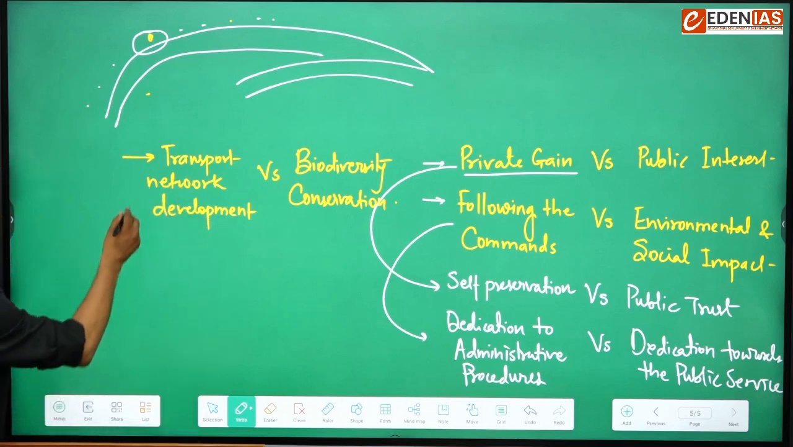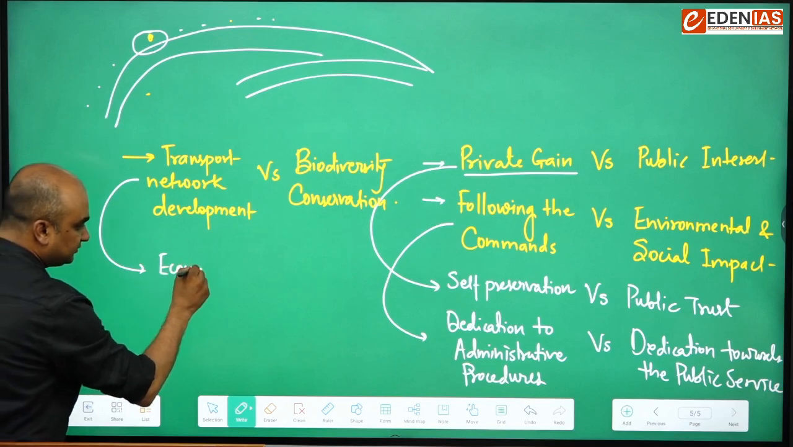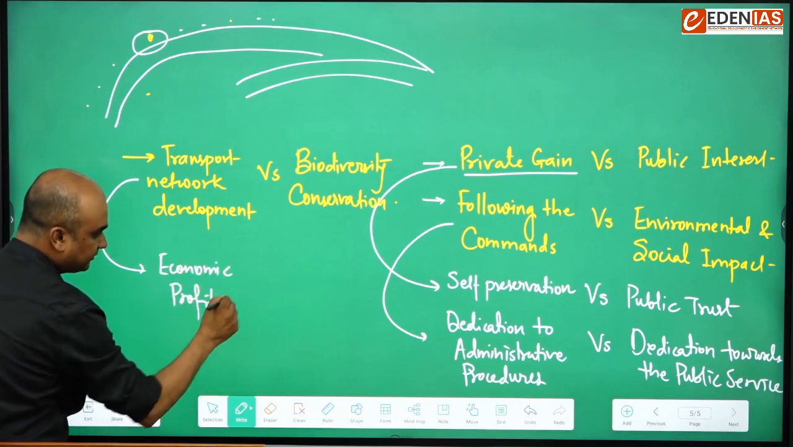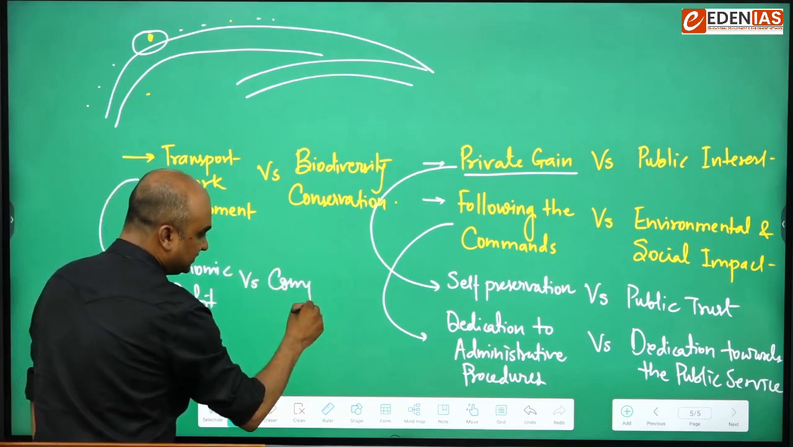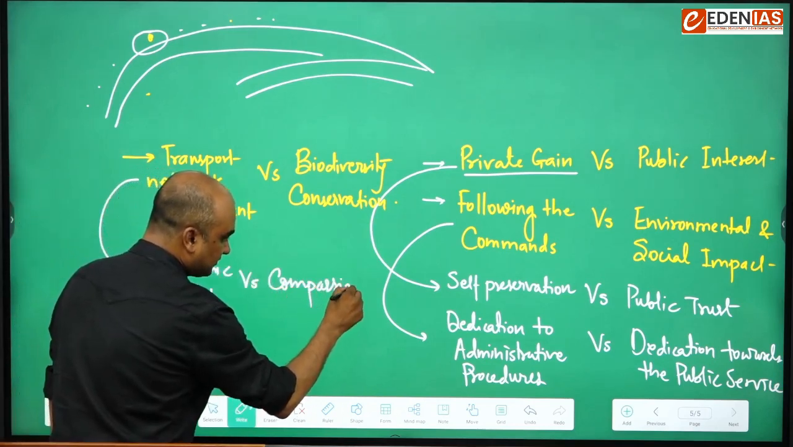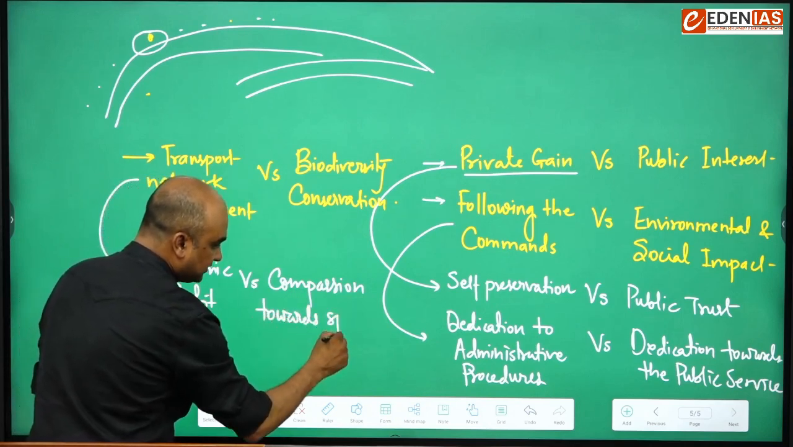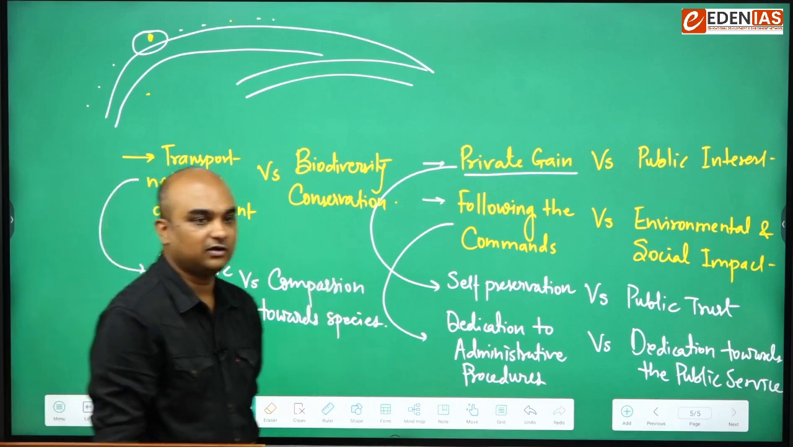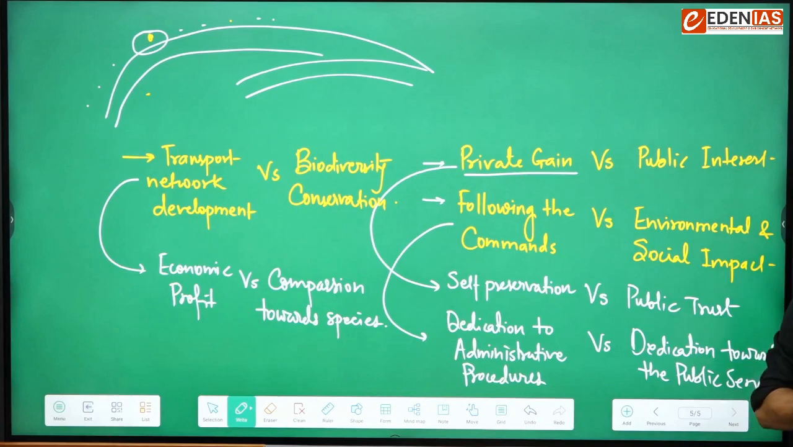So here the value, if you check, this is economic profit versus compassion towards species, flora and fauna. So you can keep on identifying such kind of things.